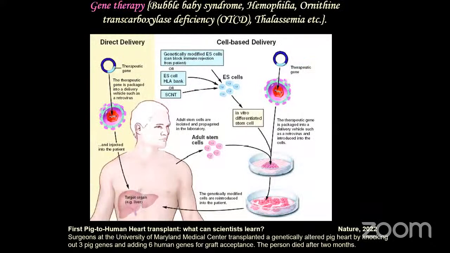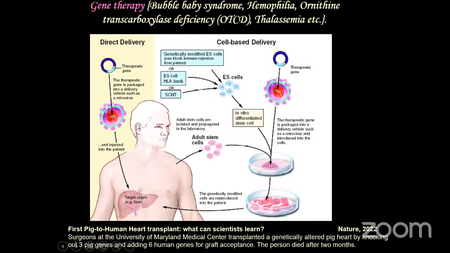So we know this year itself, the first pig to human heart transplant was done, where in fact the surgeons at the Maryland Medical School transplanted a pig heart by knocking out 3 pig genes and adding 6 human genes, so that it would not have graft rejection. But unfortunately, the patient died after 2 months. But what it shows is the basic technological advancement, and the rationale behind how it is working. So one can probably tweak the system to make it specific, because now getting an organ transplant on time is a problematic thing.